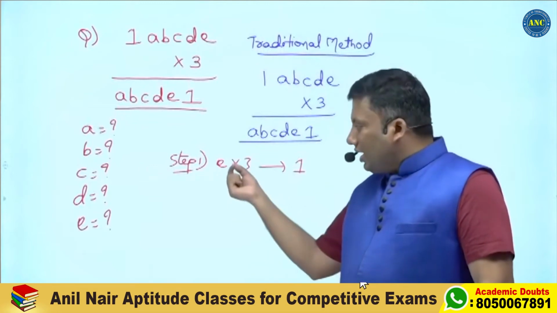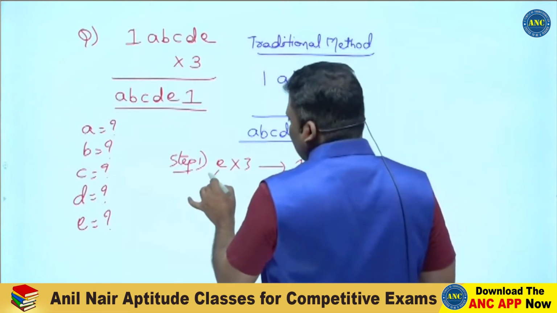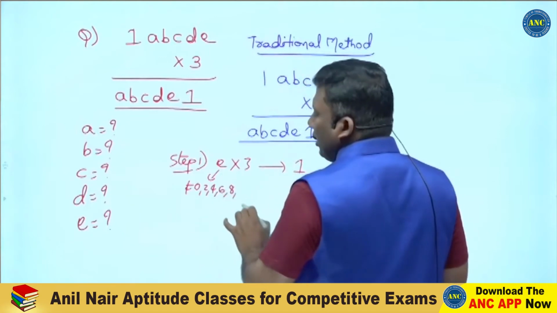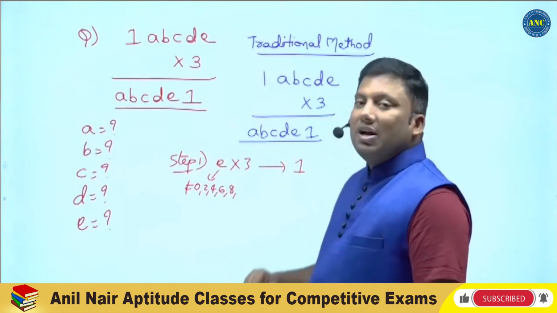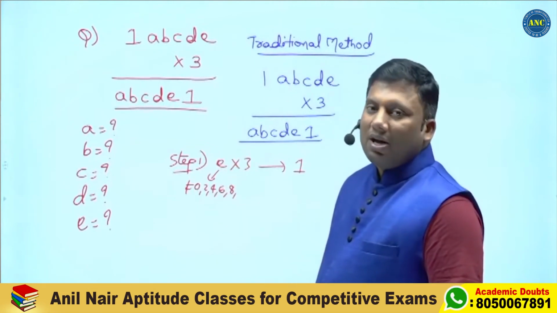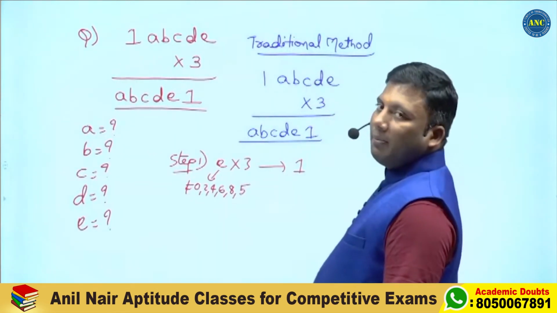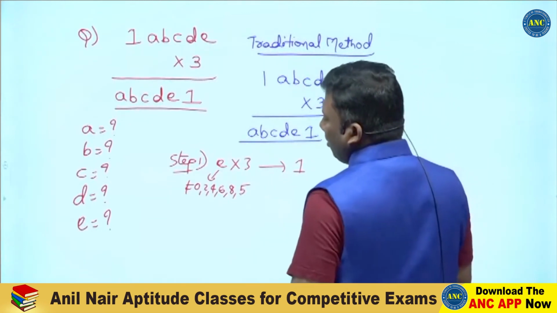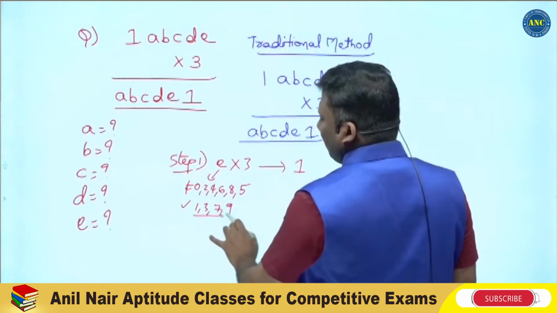E is a digit. Can the digit be 0? No. 0 3s are 0. Not possible. It is 1. So E cannot take 0, it cannot take 2, 4, 6, or 8, because even into any number, I will get an even number. The answer's unit digit is an odd number, so E should be an odd digit. It cannot take 5, because any number multiplied by 5, the unit digit will be 0 or 5. So 0, 2, 4, 6, 5 are out. What cases are possible? 1, 3, 7, 9 are possible.